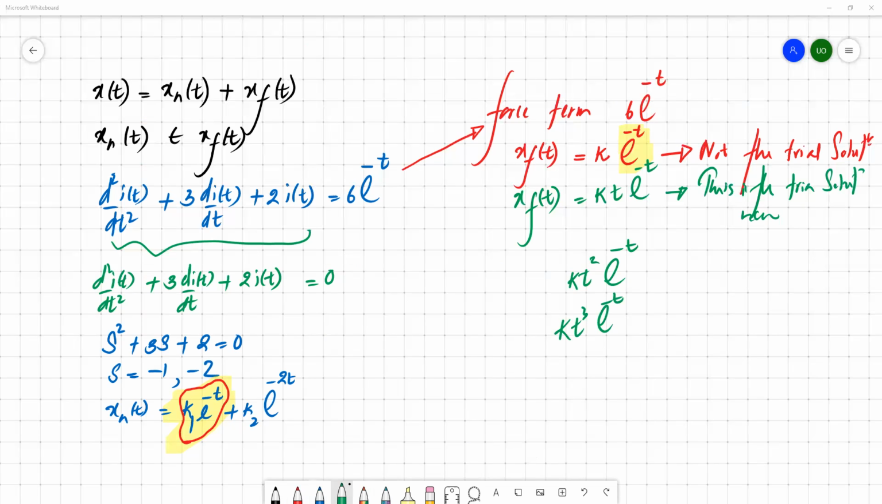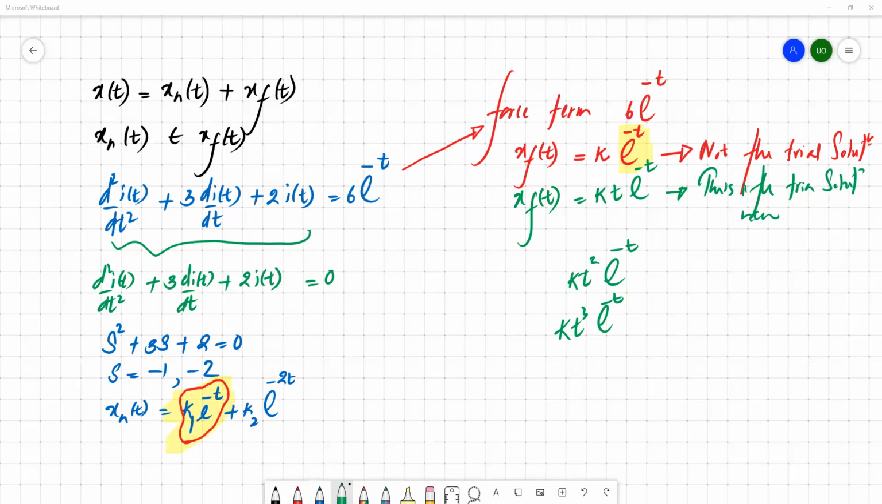Special case 2. If you go to special case 2, you can see your forced term is a constant 2. If you propose a forced term, it is like a constant. But if you evaluate the natural response, you can see the characteristic equation has two roots, and they are basically zero.